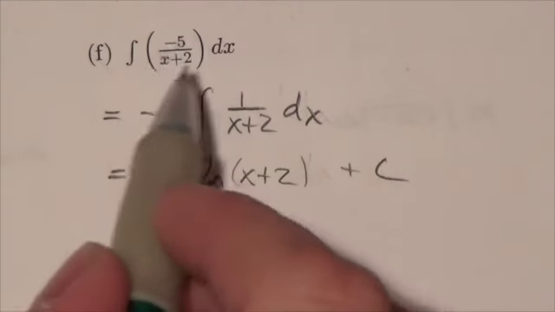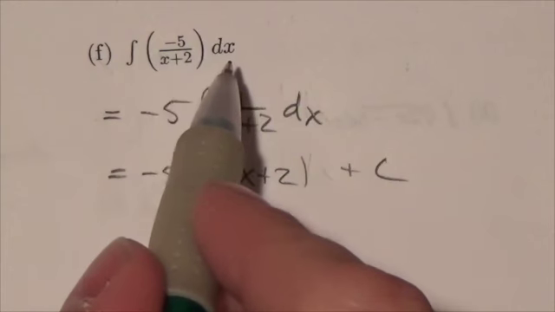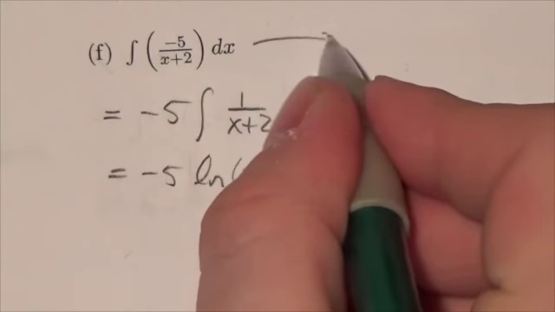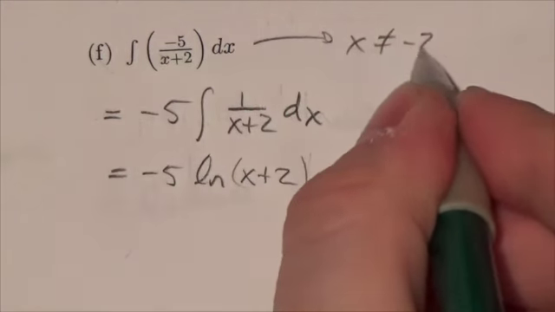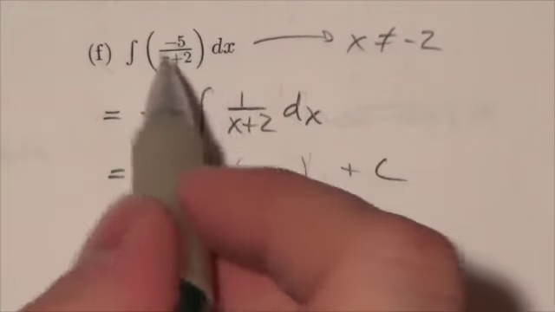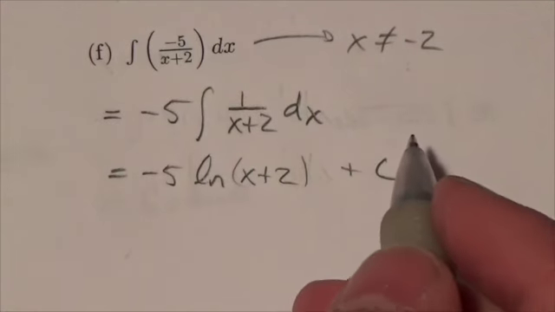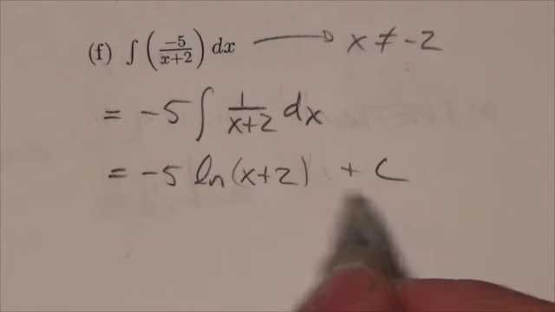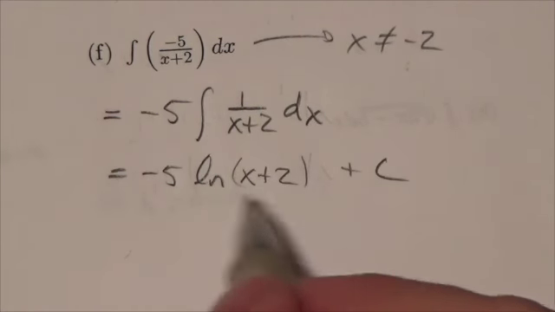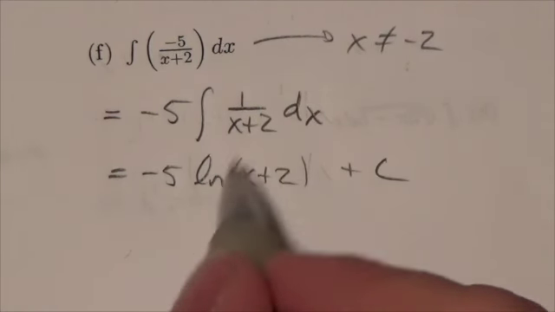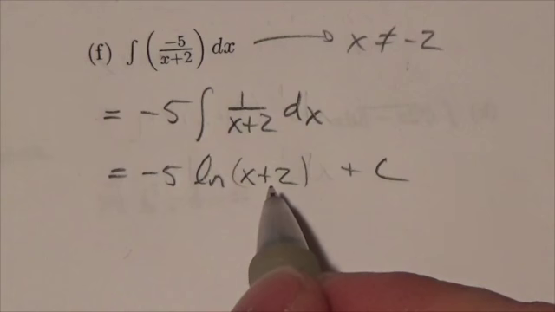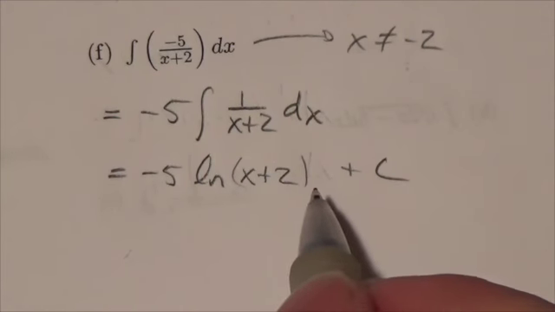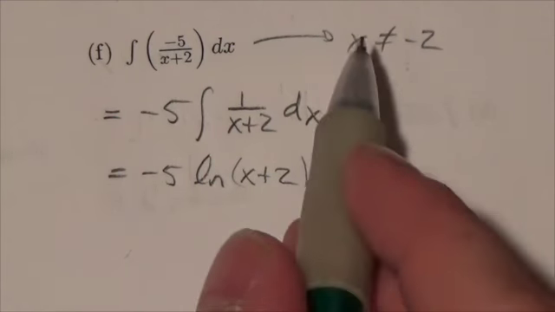When you take a look at this function right here, x cannot equal -2 when you look at the integrand of this question. When you look here, though, it's a little bit more complicated. The domain of this function is that x has got to be greater than -2. It can't be equal to, but it's got to be greater than. So I'm running into a little bit of a problem here in terms of the domain.